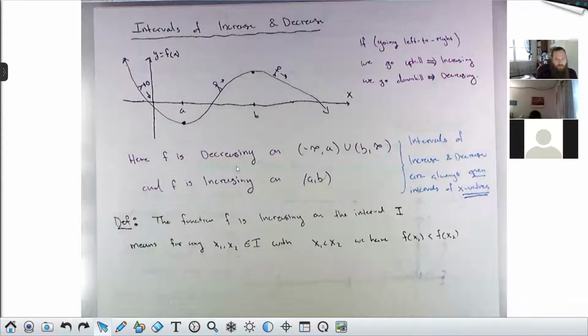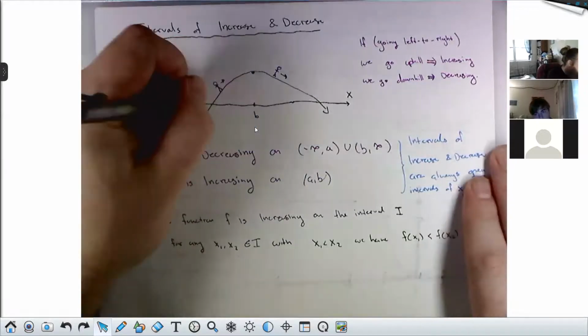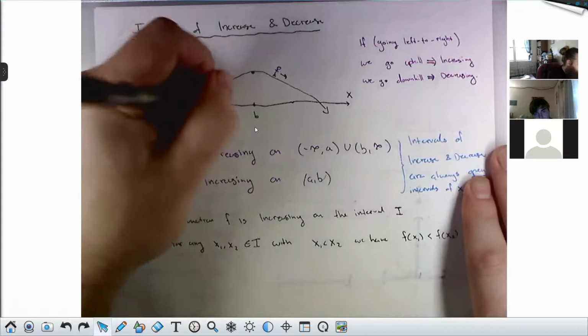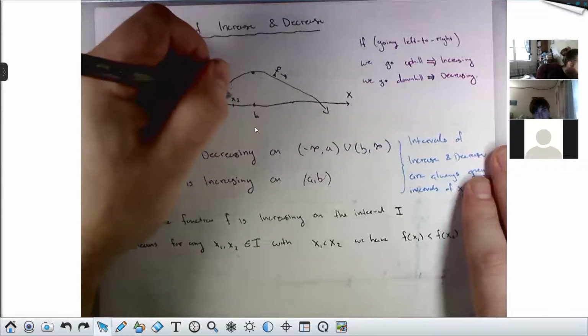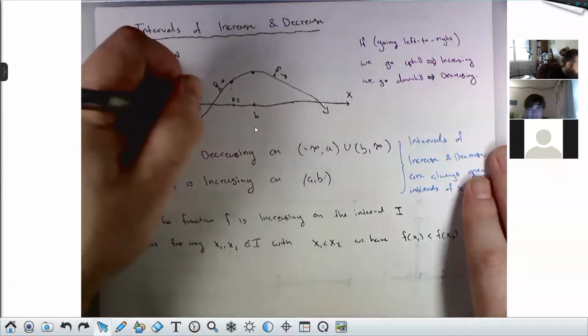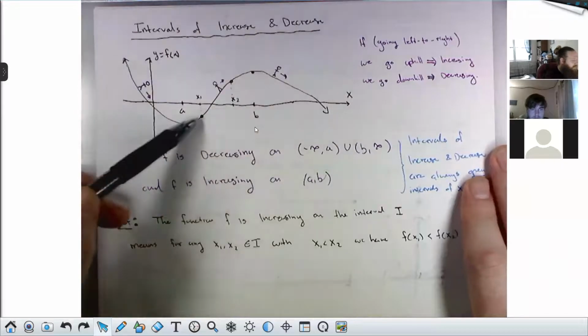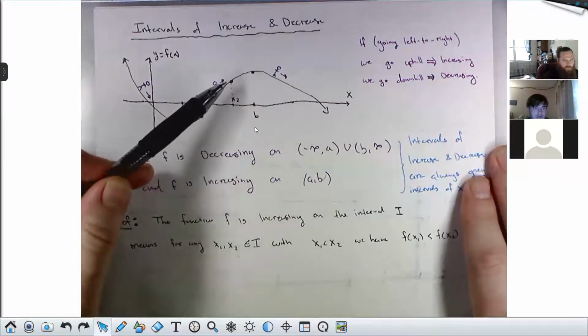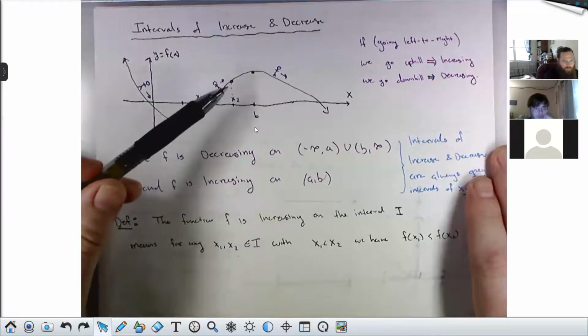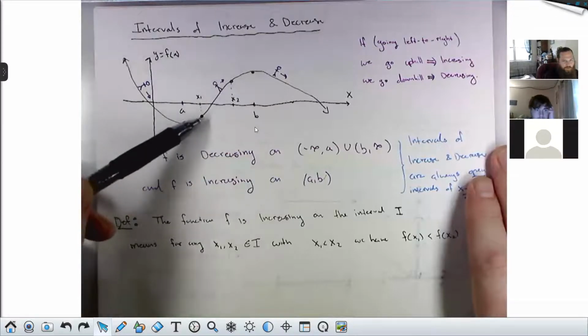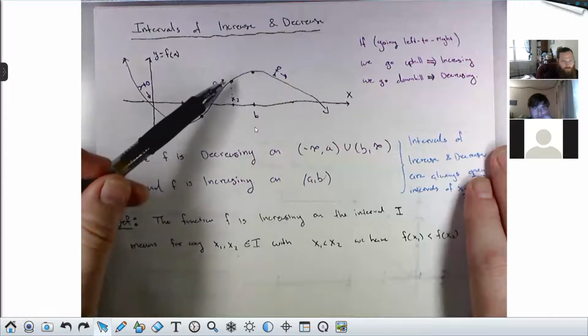So what does this mean anyway? Well, look at this function right here, right? We said that this function is increasing on the open interval AB. So if I take x1 to be over here and x2 to be over here, then the y value here is f of x1 and the y value here is f of x2. Well, is f of x1 smaller than f of x2? Yes, it is, right? Because this point has a y value that is smaller than the y value at this point.